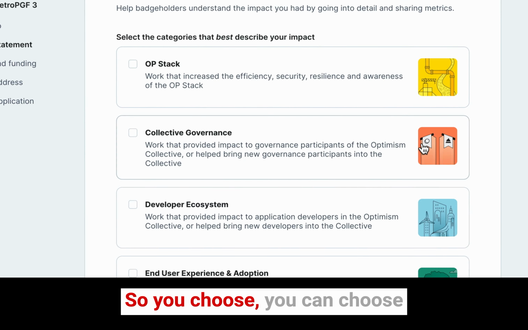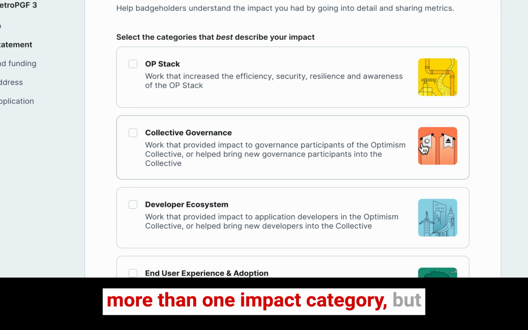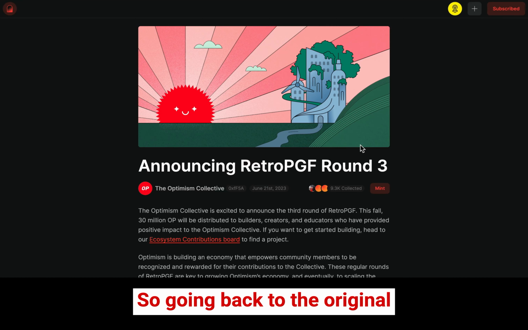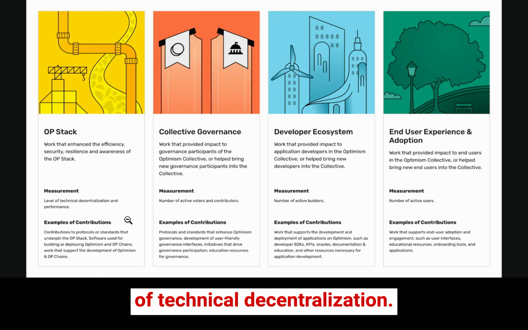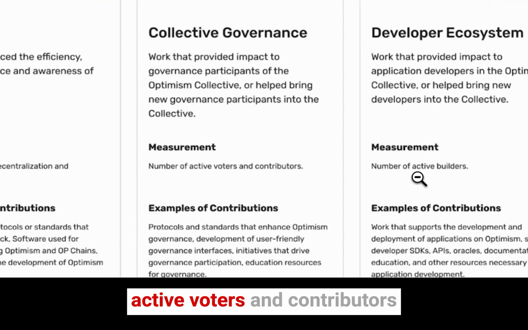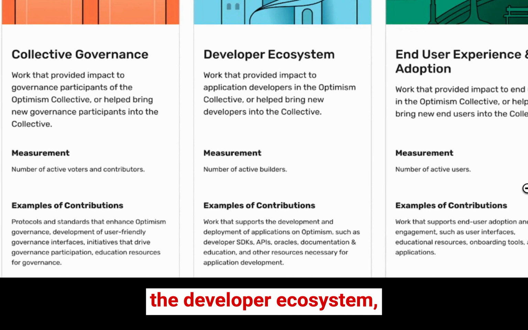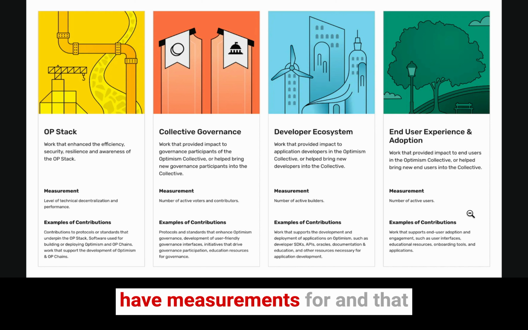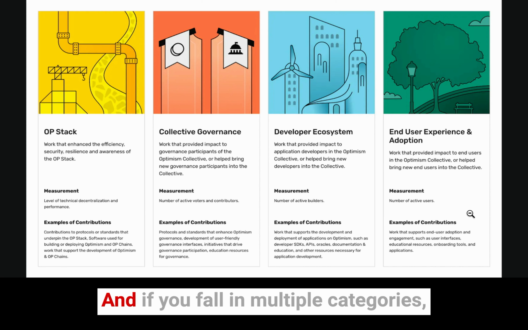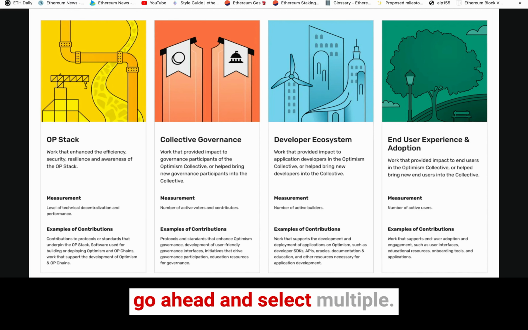Impact. You can choose more than one impact category, but generally speaking, you want to choose one that aligns with your project and matches the metrics that you have. Going back to the original announcement post, to this image: if you see the OP Stack, it says level of technical decentralization. If you select governance, it's number of active voters and contributors. The developer ecosystem is number of active builders, and if you select end user experience and adoption, it's number of end users. So you want to select one that you have measurements for and that the measurements align with these. And if you fall in multiple categories, go ahead and select multiple.